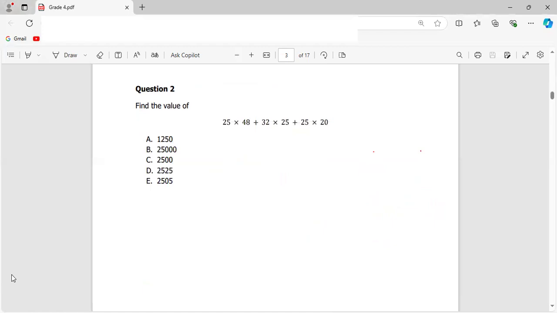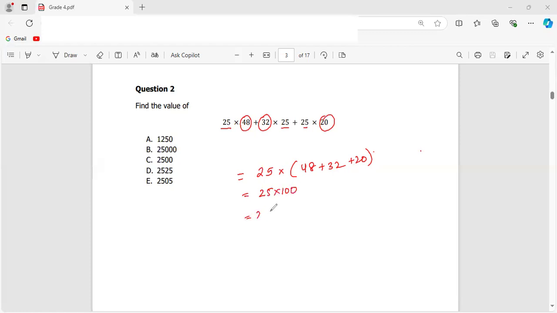Find the value of this. Now, this is a distributive property question. What do I mean by that? See, you can see 25 is common. You take 25 common, you have 48. What is left after you take out 25? And then here 32 and here 20. So this is 52 plus 48, which is 100. So 25 into 100, which is 2500, which is option C.